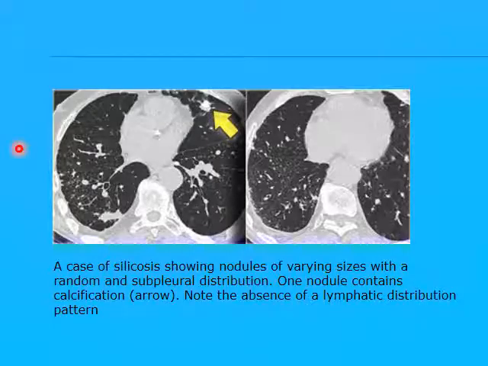See images. As you see, the patient is known to have previous exposure to inorganic dusts, and the lungs are studded by numerous nodules. Okay, some of them are calcified. If you look at these nodules, they appear as if they are perilymphatic.